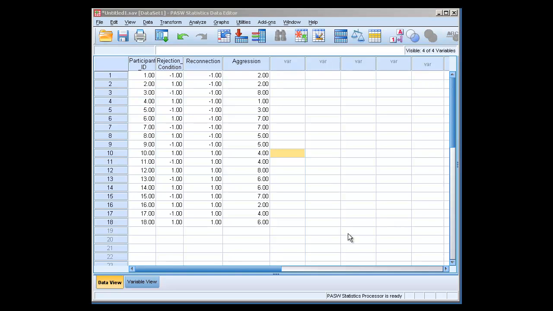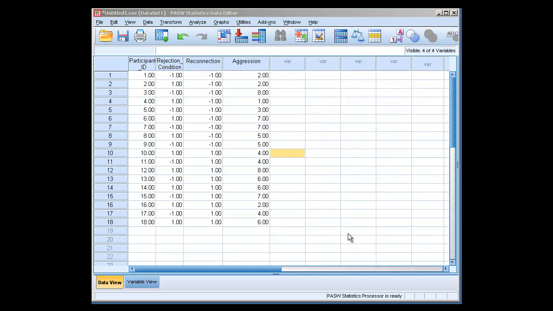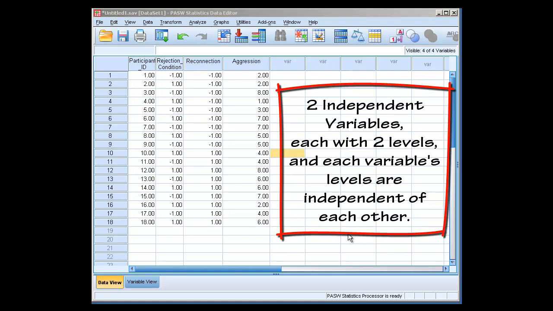2x2 between subjects, but again, this would be fine for a 3x2 or a 4x2, and is even fine for larger ANOVAs, such as a 2x2x2 or a 2x3x2 or something like that. And we're going to use a factorial ANOVA when we have two independent variables that are both between factors. So in other words, members of one group are not members of another group.